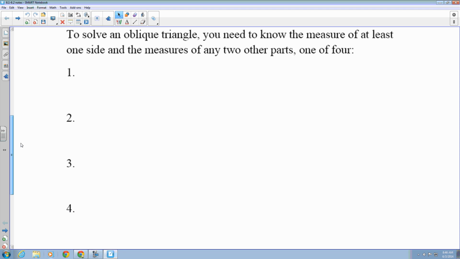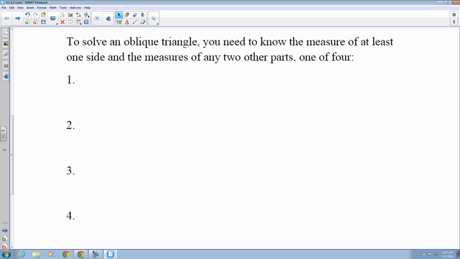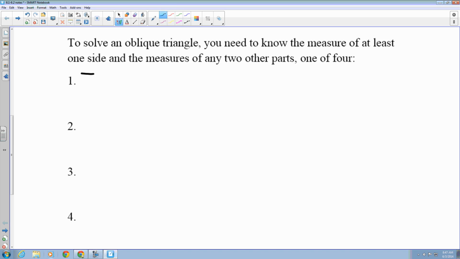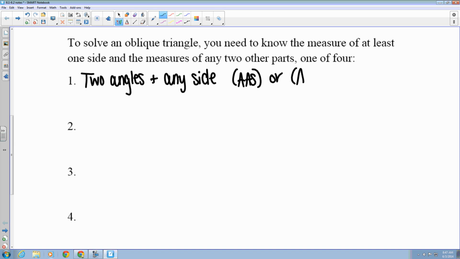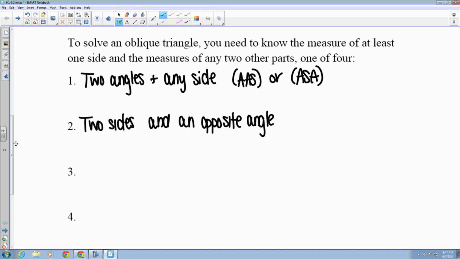There are 4 situations when you have one side and 2 other parts. The first one would be 2 angles and a side. This situation could be either angle, angle, side, or angle, side, angle. You could have 2 sides and an opposite angle, which is side, side, angle.